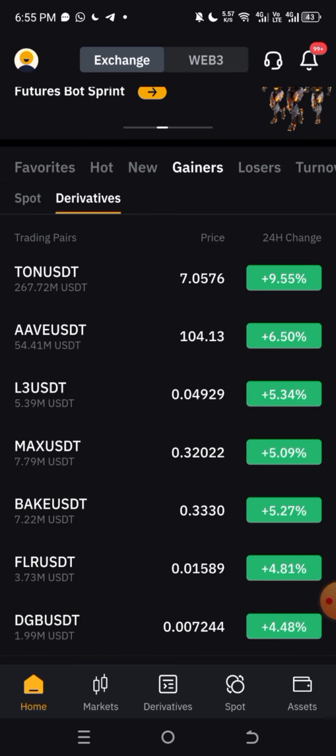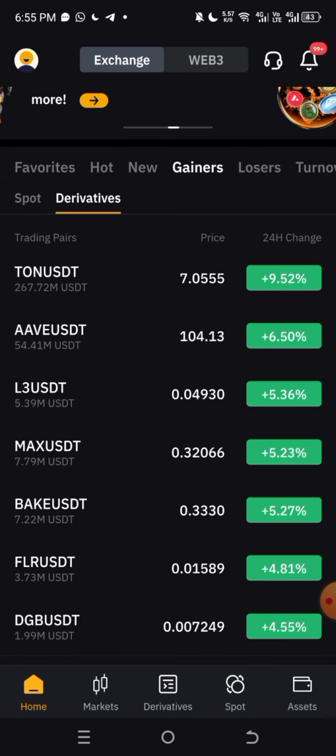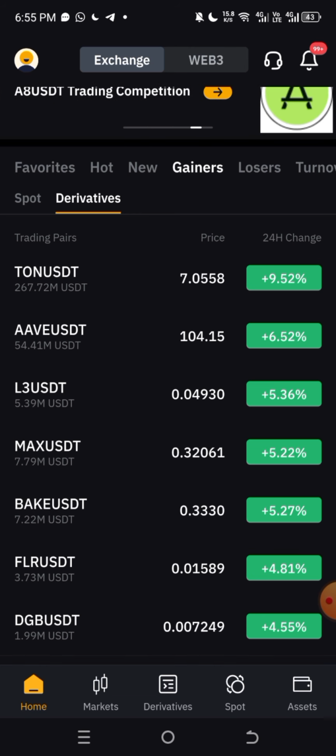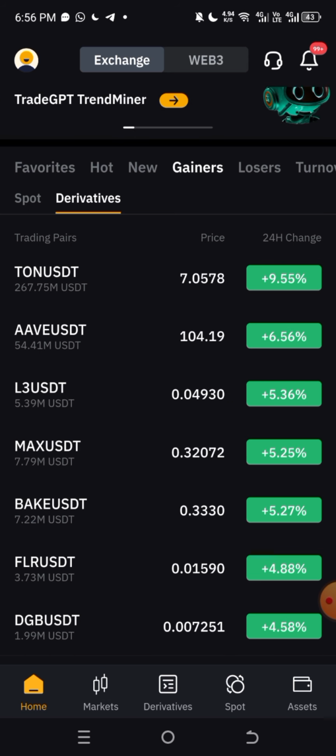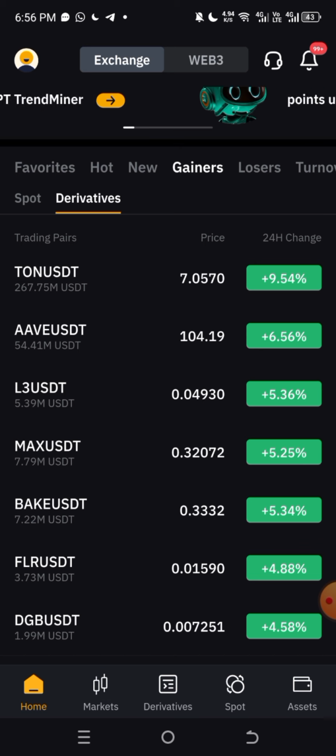I'm going to be revealing to you two profitable scalping strategies that will blow your mind. Now, this is not the regular ICT or market structure that you are used to. This is based on liquidity. Now, I'm going to explain briefly to you what liquidity is.